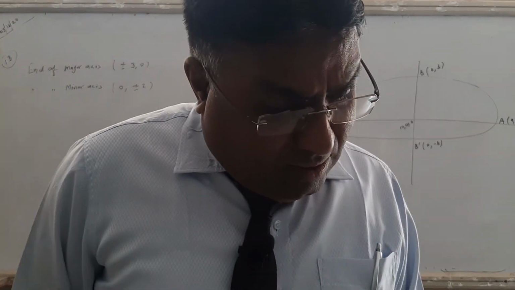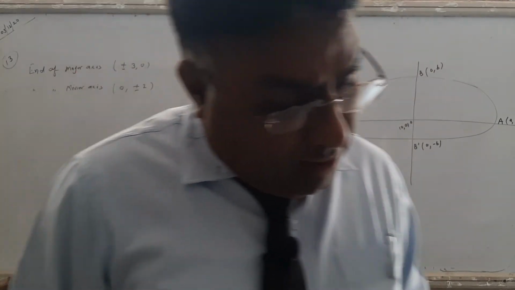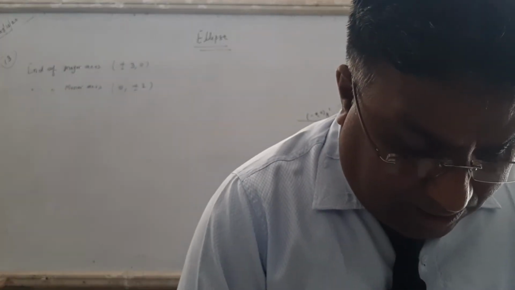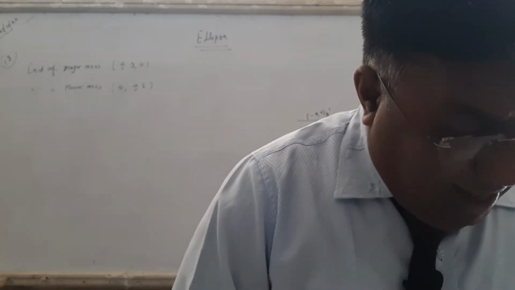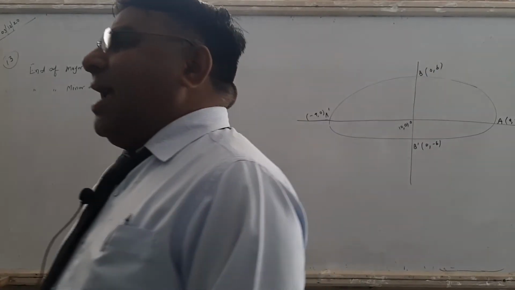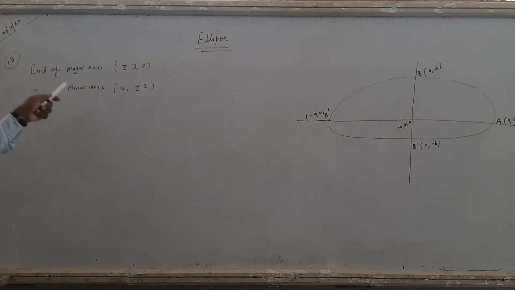Now yesterday I discussed questions 1 to 12, but today, question number 13. The end of the major axis and the end of the minor axis are given. You know, student, the end of the major axis is given as plus minus 3, 0, and the end of the minor axis as well. That means the vertices are given, vertices of minor axis and vertices of major axis. Find the equation of the ellipse.